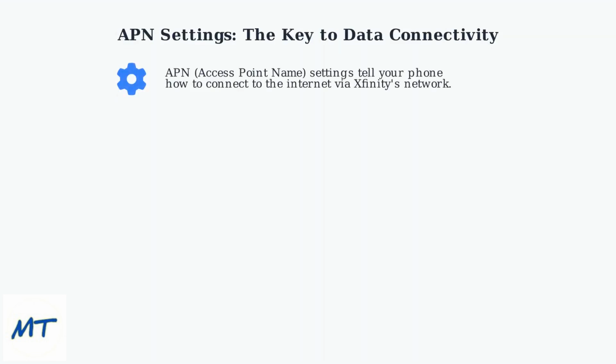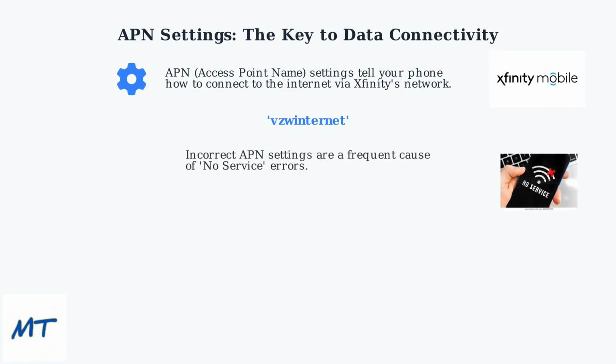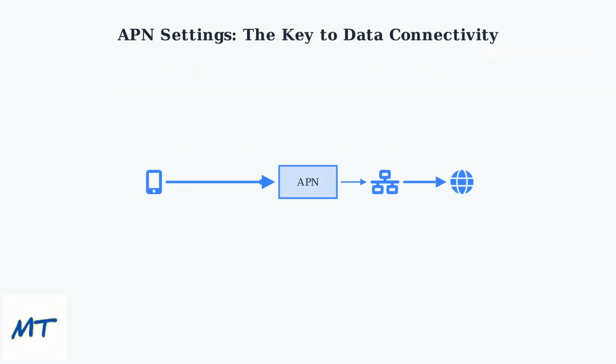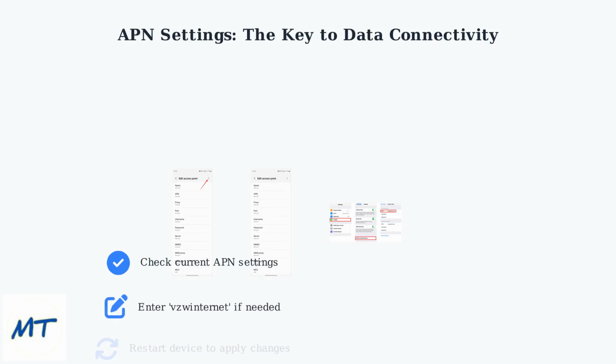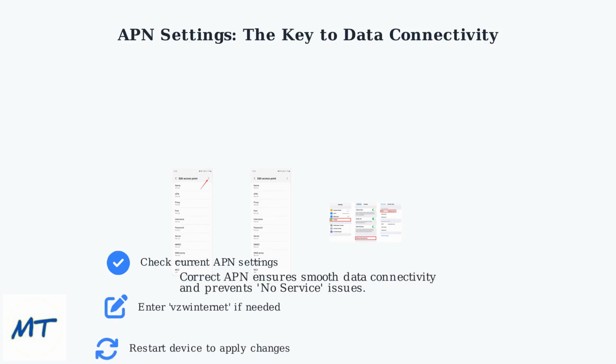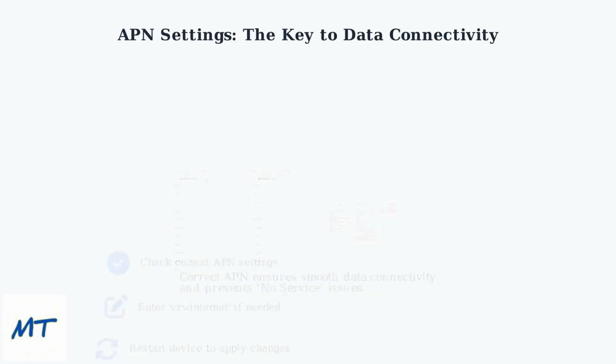APN, access point name settings, tell your phone how to connect to the internet via Xfinity's network. Xfinity uses Verizon's network, so the default APN should be VZ Winternet. Incorrect APN settings are a frequent cause of no-service errors. Here's how APN acts as the bridge for data flow from your phone through the network to the internet. To check and correct APN settings, access your phone's cellular data network options. Correct APN ensures smooth data connectivity and prevents no-service issues.